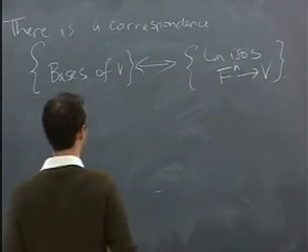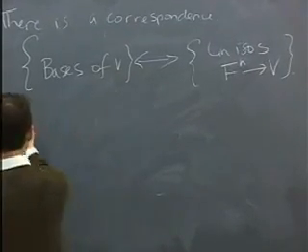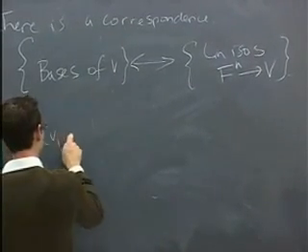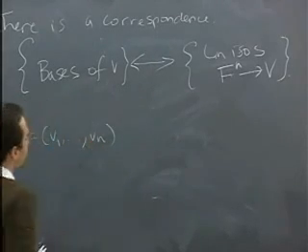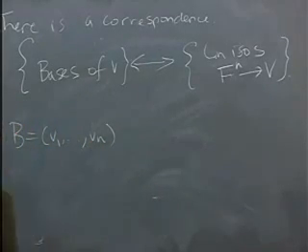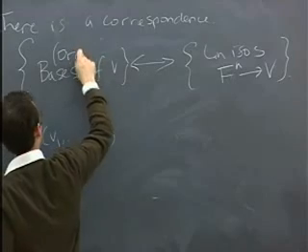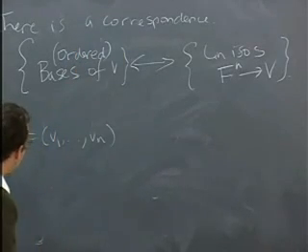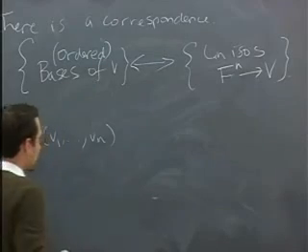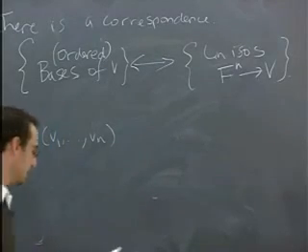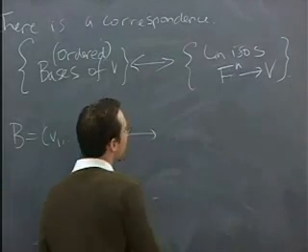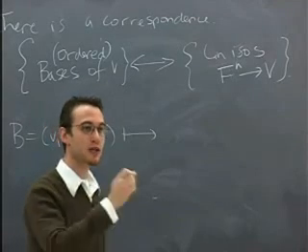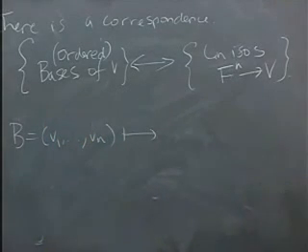So suppose I have a basis. And we're going to assume that our bases are ordered, so maybe I'll put parenthetically that these are ordered bases. So suppose I have my basis B, which consists of vectors v1 through vn. We defined last time an isomorphism. How did we define it? Does anybody remember?